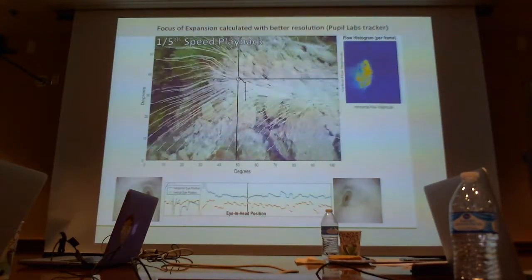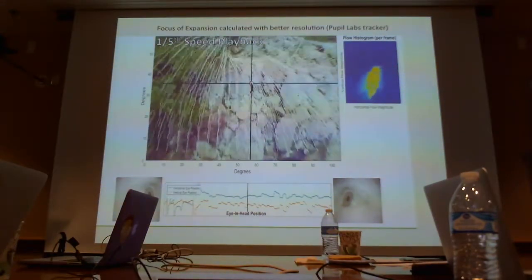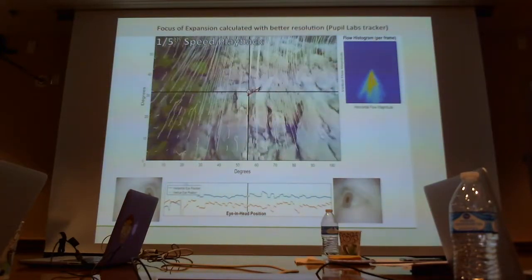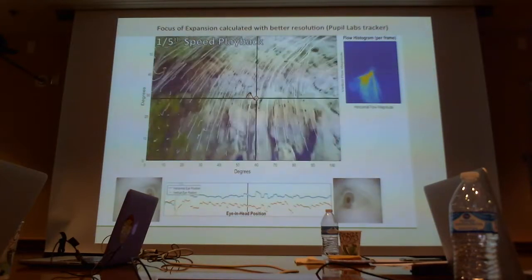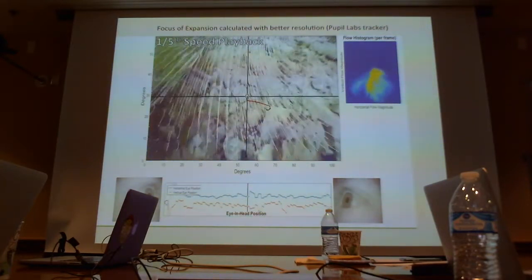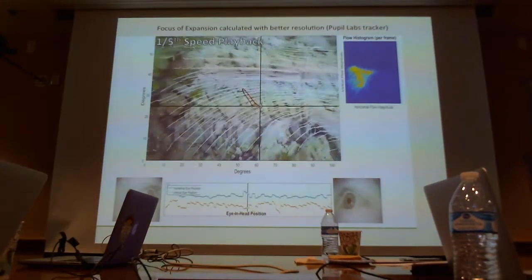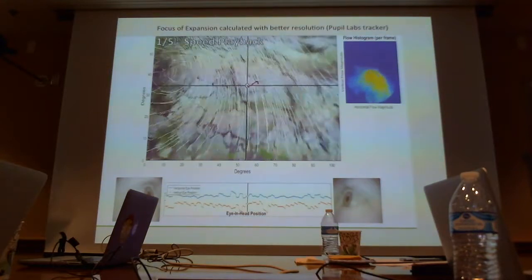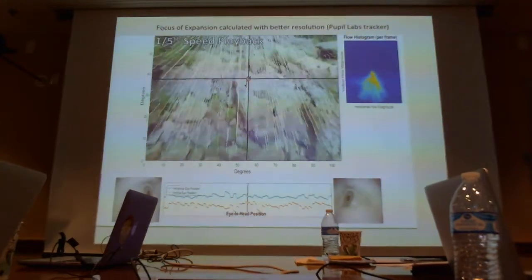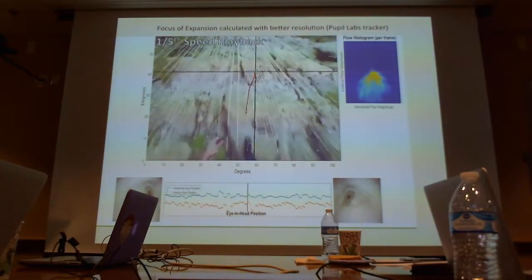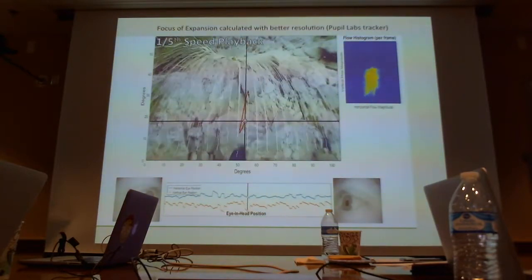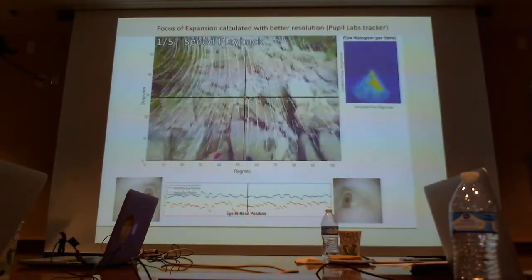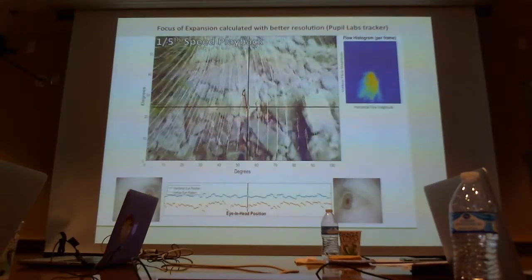And so now, this is actually with a better camera, from the Pupil Labs tracker. This is fifth speed playback. The crosshair is gaze, of course. And so John calculated the focus of expansion, and this is kind of where the optic flow is pointing as a function of time.